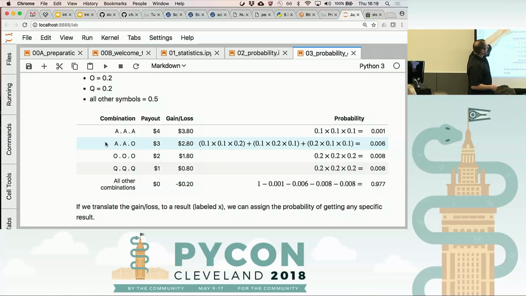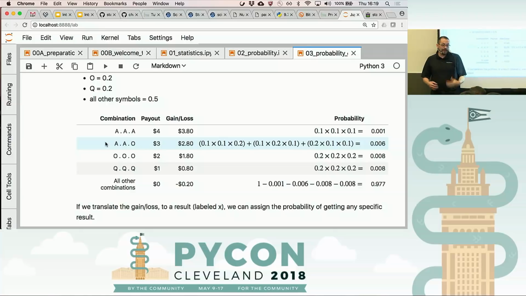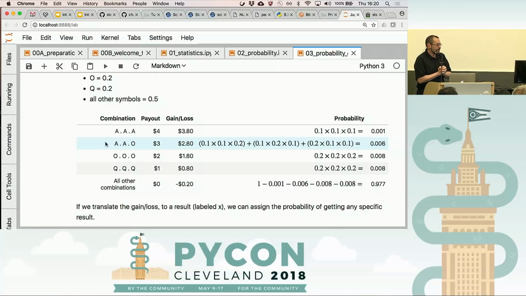We know the probability of getting an orange. So 20% probability of getting an orange, 20% probability of getting another one, 20% probability of getting a third. The chances of me getting 3 oranges in a row is 8 out of 1,000. Similarly, I can do the math to figure out the probability of getting all apples. That's 1 in 1,000. The probability of getting all quarters is 8 out of 1,000.